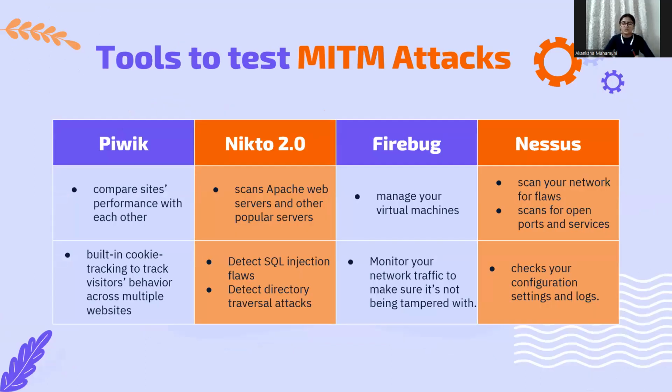Then these are the tools which we can test in order to check if a man-in-the-middle attack has occurred. Pivot compares the size performance with one another. If we see a certain hike in the performance, we can suspect it. Then built-in cookie tracking to track visitors' behavior across multiple websites.